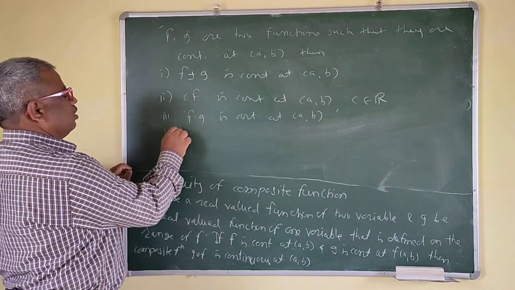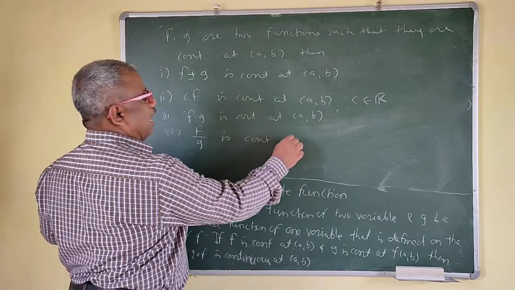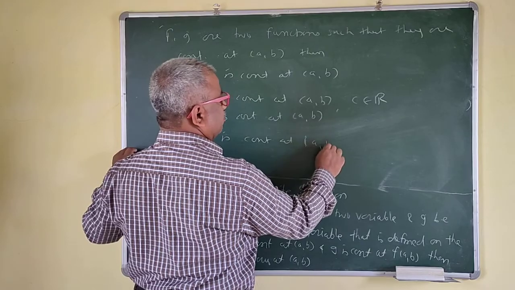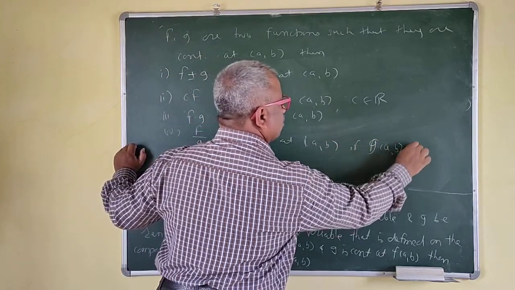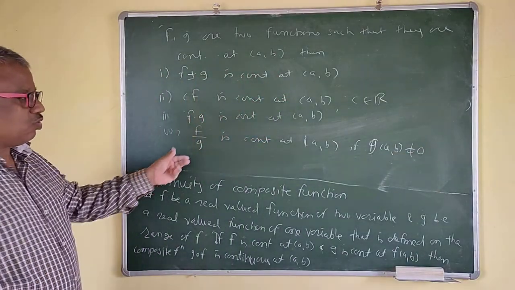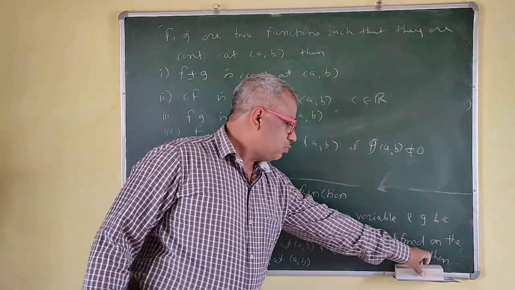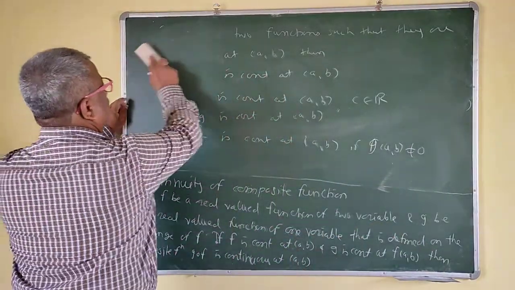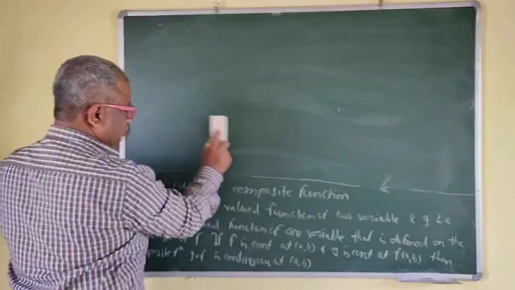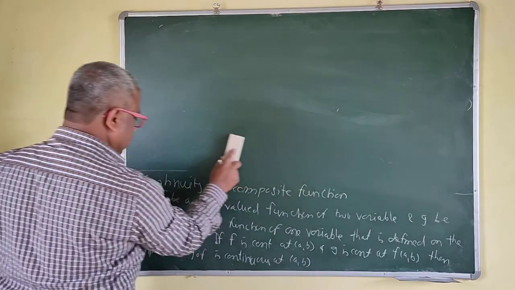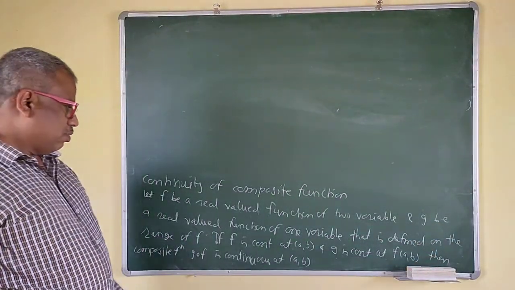Then fourth, f upon g is continuous at (a, b) if g(a, b) is not equal to 0. The denominator should not be 0. So you are familiar with this one. Now next, the continuity of the composite function.